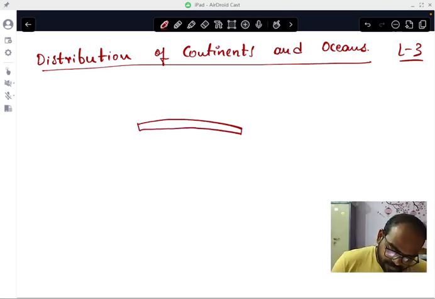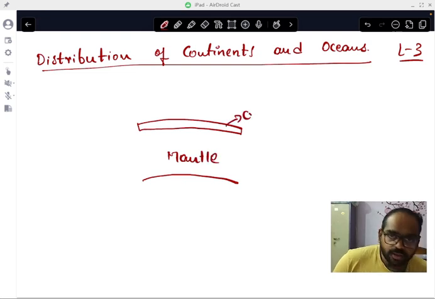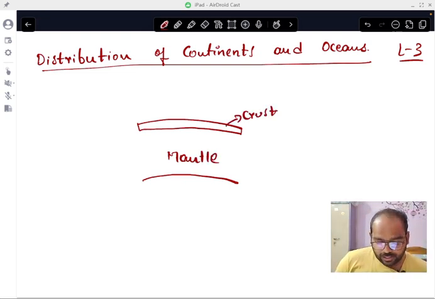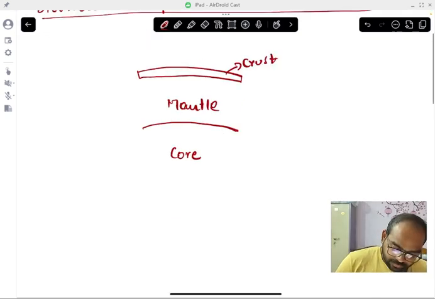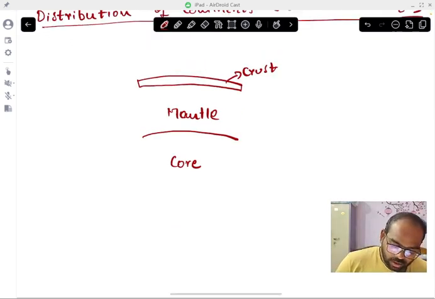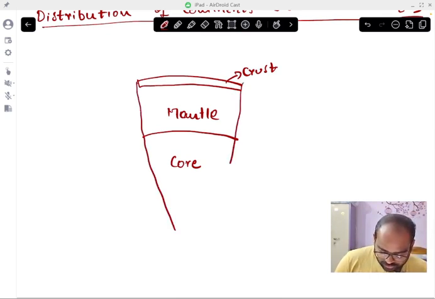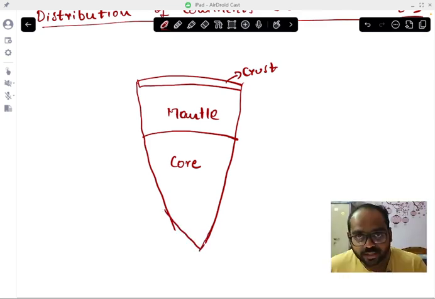Crust, and below this crust we have mantle. This is crust. And below the mantle, at the core, that is at the center, way below, we have core. How do you imagine this figure? You imagine this figure as a cone.